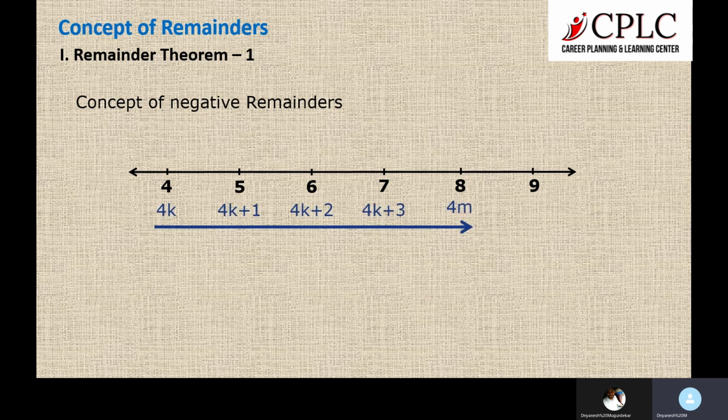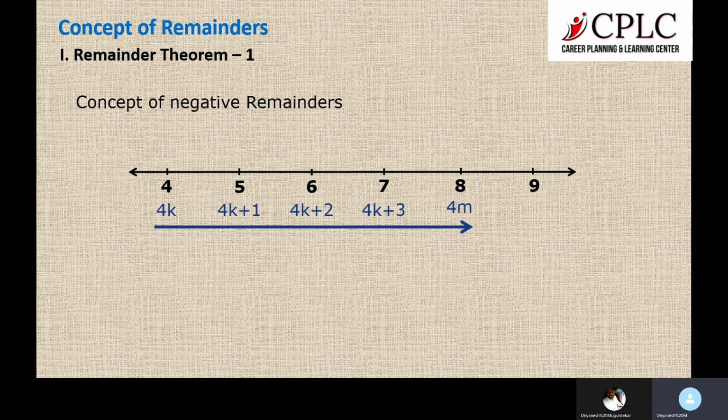So when we go from left to right, 4 is some multiple of 4, which is 4k. 5 can be written as multiple of 4 plus 1, that is 4k plus 1. 6 can be written as multiple of 4 plus 2, that is 4k plus 2. 7 can be written as multiple of 4 plus 3, that is 4k plus 3. And 8 is an altogether different multiple of 4.